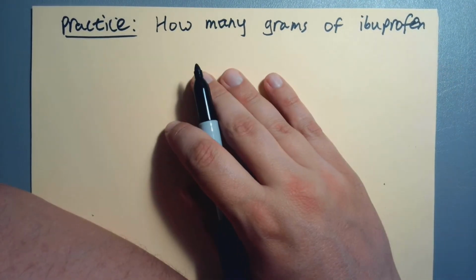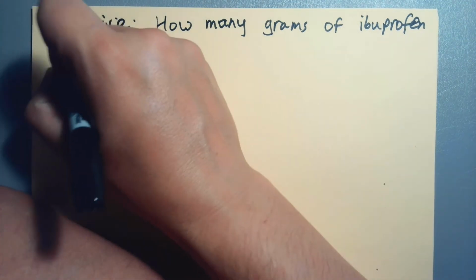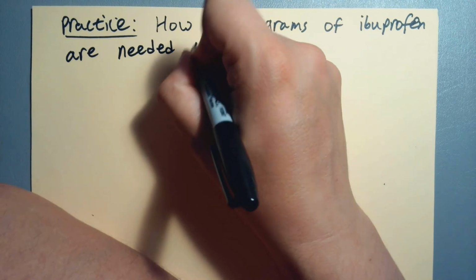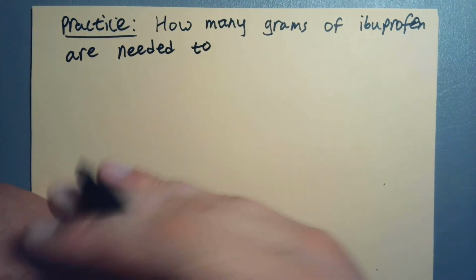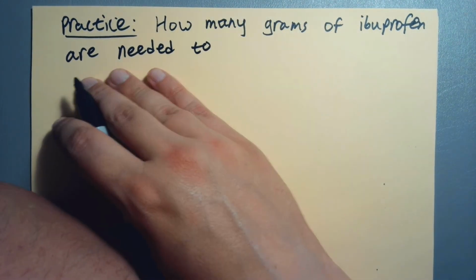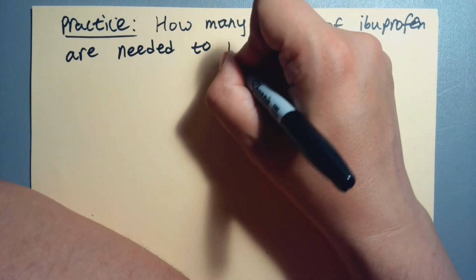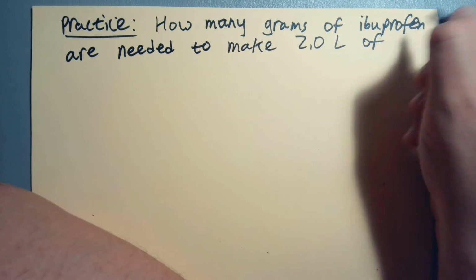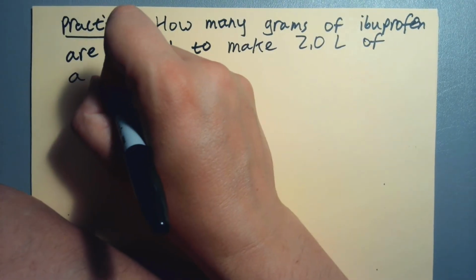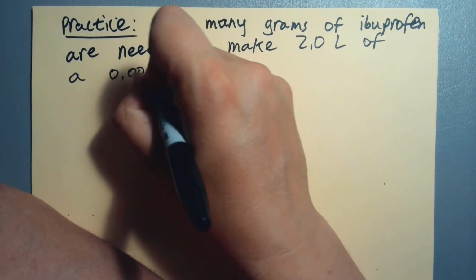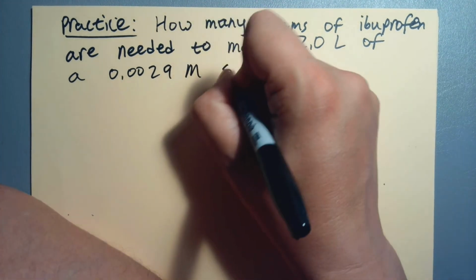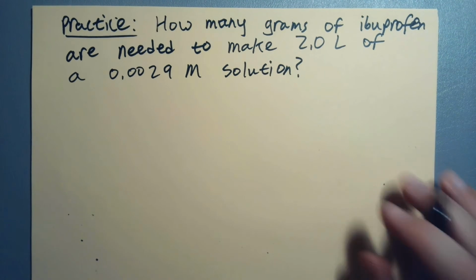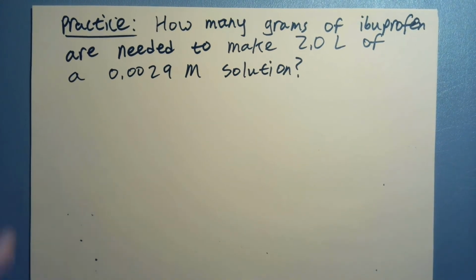So how many grams of ibuprofen are needed? We're going to get tricky here. This is not going to be like what you saw before. It'll be similar, but see if you can figure out the trick on how to do this. To make 2.0 liters of a 0.0029 molar solution. Okay.